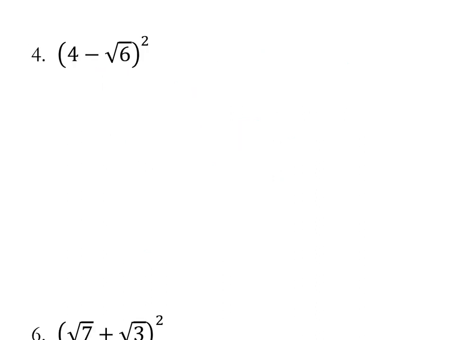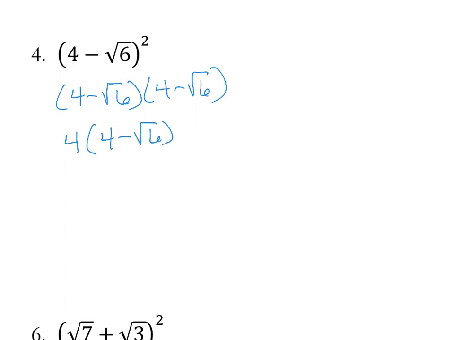Alright, number 4, be careful with these. I was seeing weird things happening here. These are not conjugates. So when it has the squared, what we have to remember to do is that means that we write it as that times itself. So just be careful. Those are not conjugates because it doesn't have opposite signs, so you can't do the shortcut. You still do need to FOIL this together or double distribute it together. So it's 4 times the second one, and then it's the negative radical 6 times that second group.